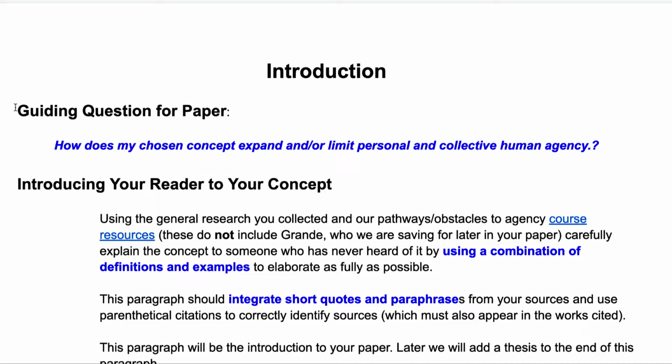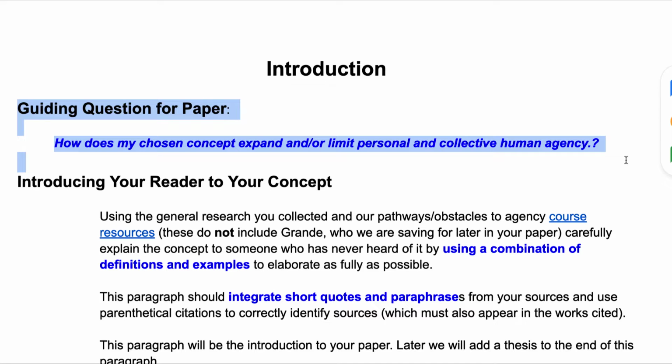We call paper 2 the deep dive because instead of looking at 4 different topics like the first paper, our second paper focuses narrowly on one topic. It's going to explore the guiding question, how does my chosen concept, my one topic, expand and or limit personal and collective human agency?